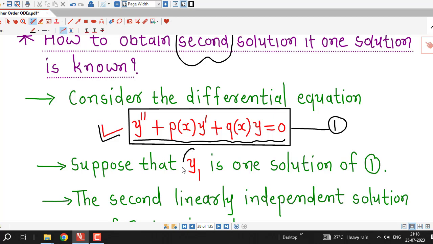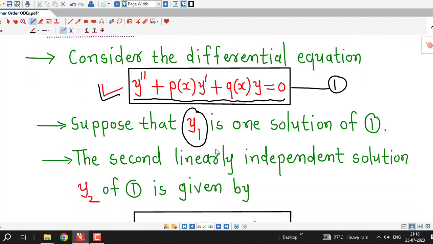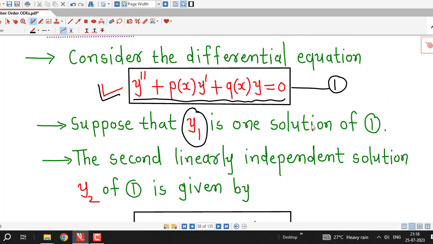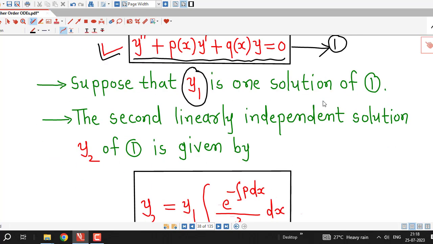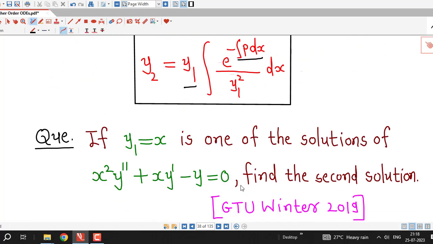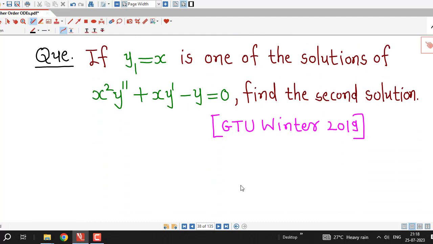And suppose one solution is given and it is denoted by y1, then the second linearly independent solution y2 of equation number 1 is given by y2 equal to y1 times the integral of e raised to minus the integral of p with respect to x, divided by y1 square, integral with respect to x. So we understand this method with the help of this example.